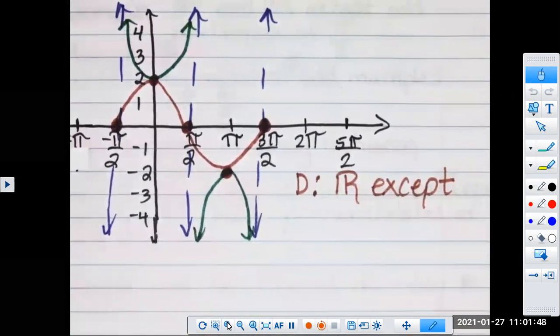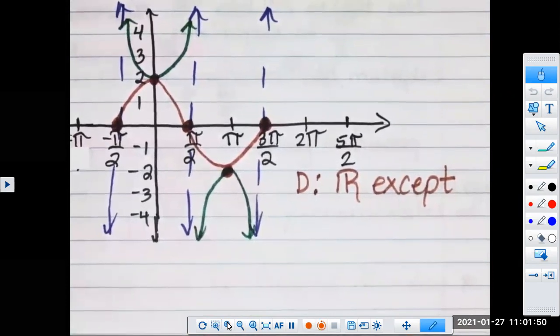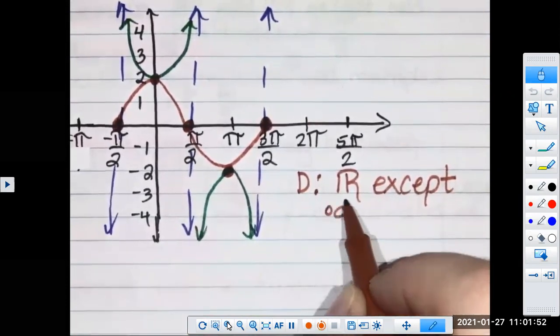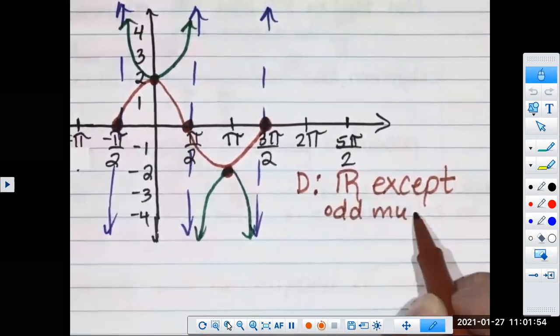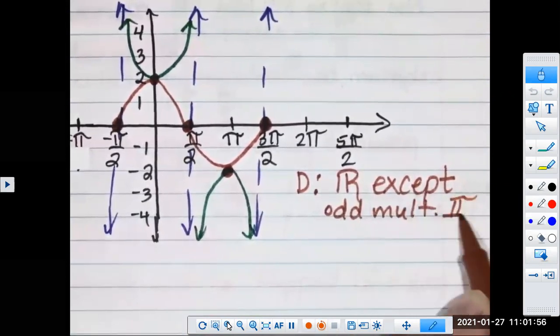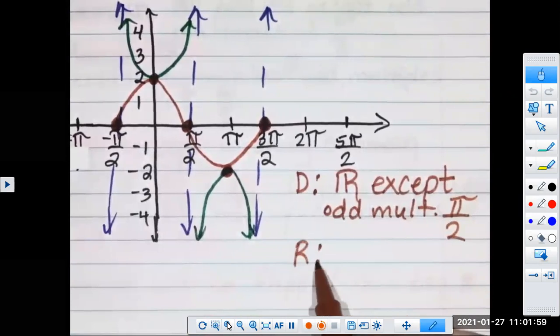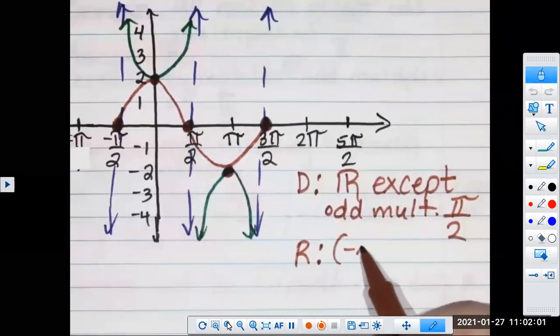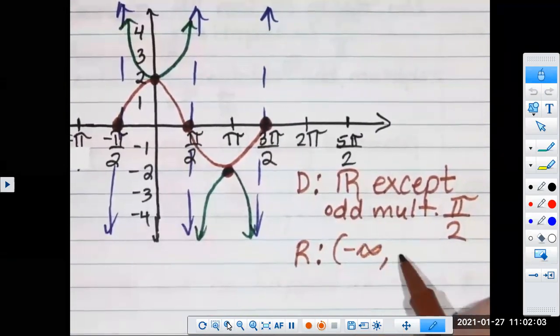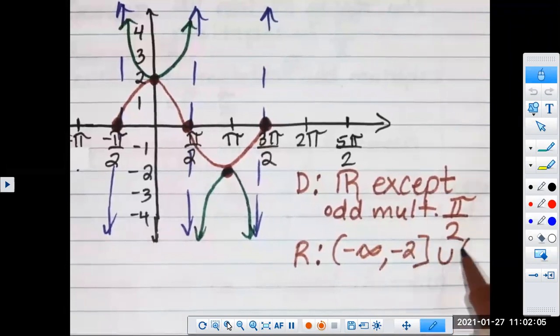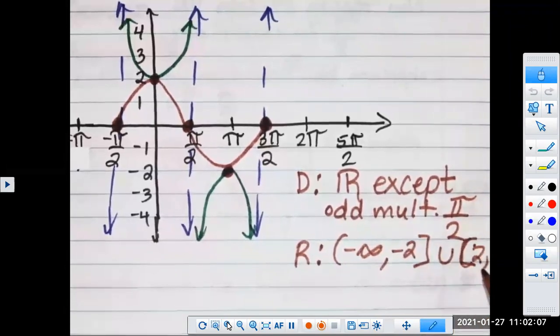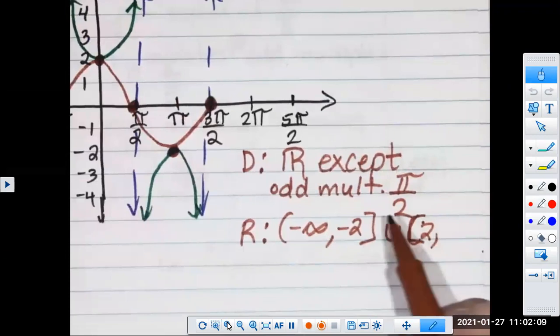Your domain is all real numbers except odd multiples of 2 pi. I mean, pi over 2. Odd multiples of pi over 2. Range is from negative infinity to negative 2, union 2 to infinity.